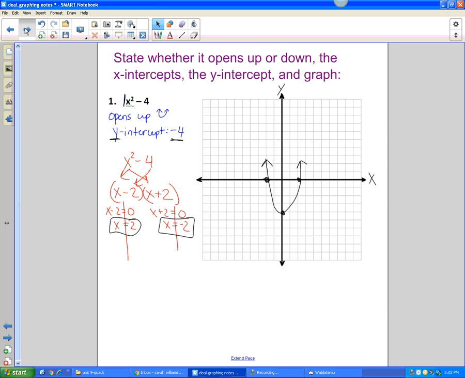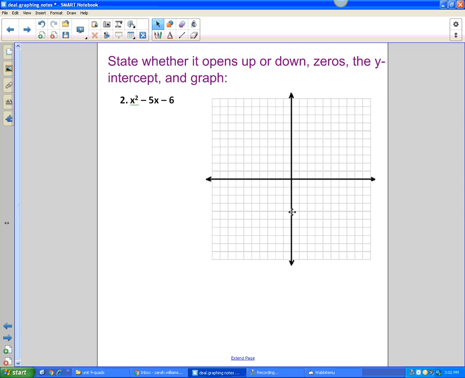All right, let's try another one. So x squared minus 5x minus 6. So the number in front is positive. That means it's going to open up. Looks like that. The y-intercept is -6. It's the number without the x.